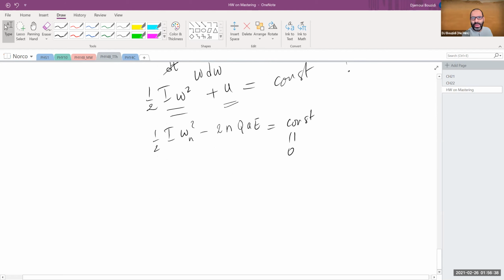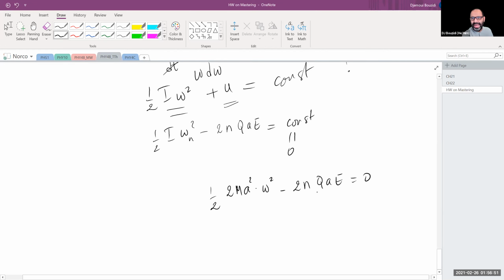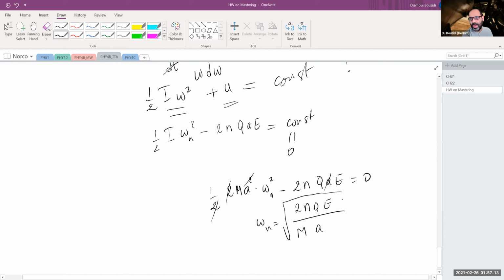So if I equate that to 0, I solve for 1/2 times I, and I, as you guys remember, is 2m a squared, times omega squared, minus 2nQEA is equal to 0. If I solve for this omega, first of all, this 2 cancels that 2, and this a cancels that a, and omega n will be simply equal to 2nQE divided by ma, under the square root, because this is a squared value. So that is the answer to the question.